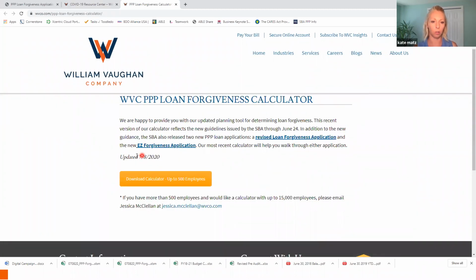And on our calculator page, we do note the last date that it was updated. So as new guidance comes out, we will update the calculator to reflect any of those changes. And then as we're getting feedback from people like you that are going through and using it, and you're finding situations that it doesn't quite work for, or maybe just an additional feature that would be helpful, we've been incorporating a lot of those as well. So you can check back here and you can always see what that last recent updated date is. Click on the orange button and that will download the calculator. So we'll give it just a second here to open up.